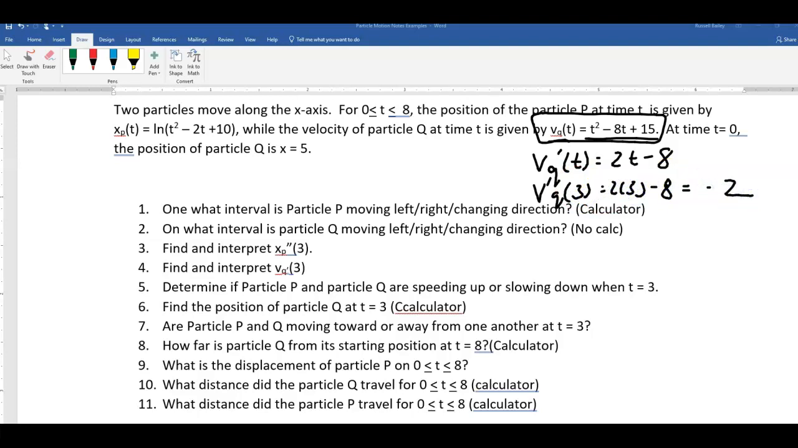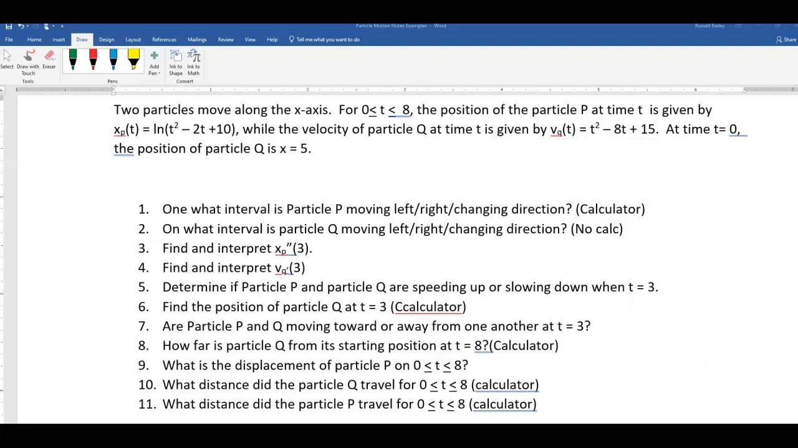And so what would our interpretation be for this? It would be at t equals 3, the acceleration of particle q is -2. All right? So notice that if you have a position function, the second derivative gives you acceleration. But if you have a velocity function, the first derivative gives you acceleration. All right? Let's move on to question 5.